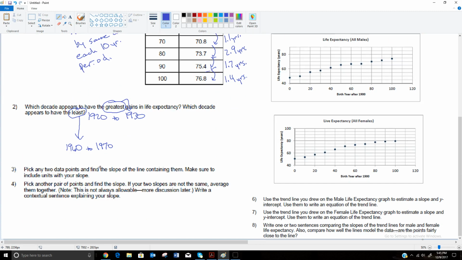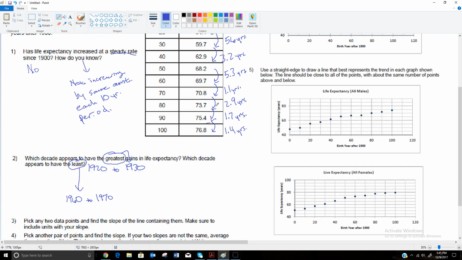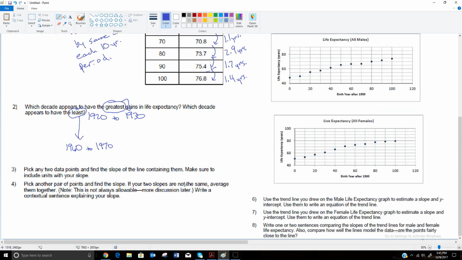So pick any two data points and find the slope of the line containing them. Make sure to include units. So this is going to be very closely related to this. If we pick two that are in a row, this number that we found between them will be helpful. So I'm going to do this over here.